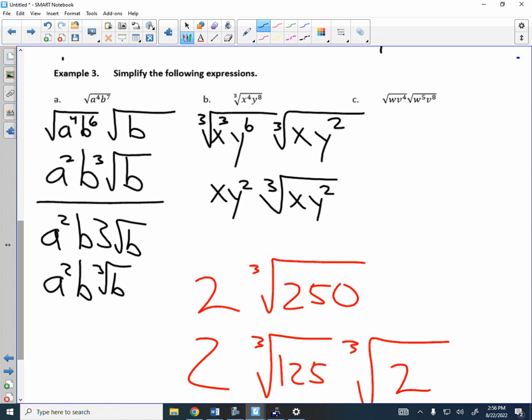What would you do for letter C? I hear two options. I hear one option that you could try to start by separating them a little, but I also hear another option. What if we just tried combining them together and then separating? So w times w to the fifth is w to the sixth. I'm going to have v to the 12th. Well, is that a perfect square? Yes. So now I've got w to the third, v to the sixth. And that's that.